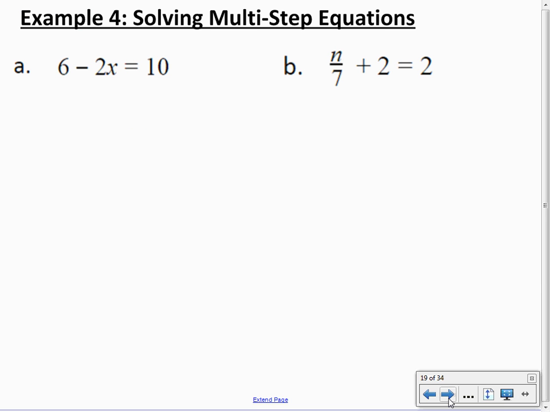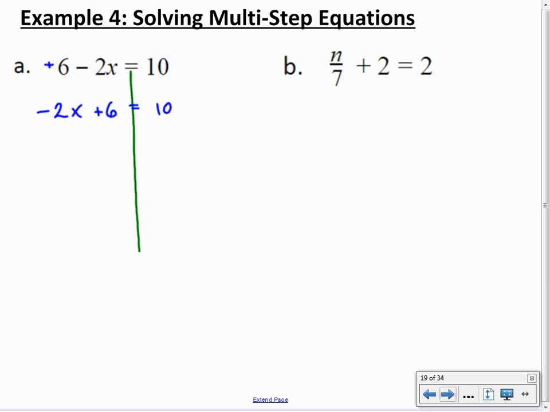So let's look at a couple examples here. In example A, let's go ahead and split it into two sides. We have 6 minus 2 times x. Okay, well, remember our trick for reordering these. This is really a positive 6 that's having 2x taken away from it. That would be the same as negative 2x plus 6 equal to 10.